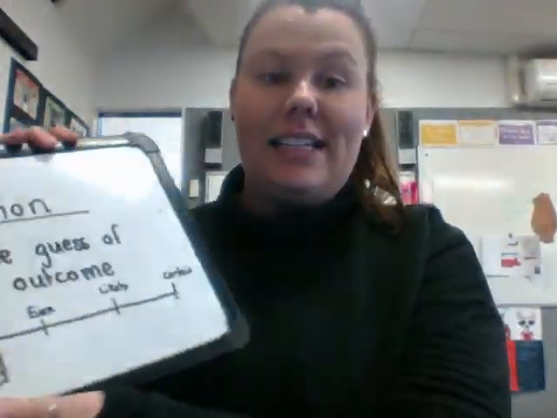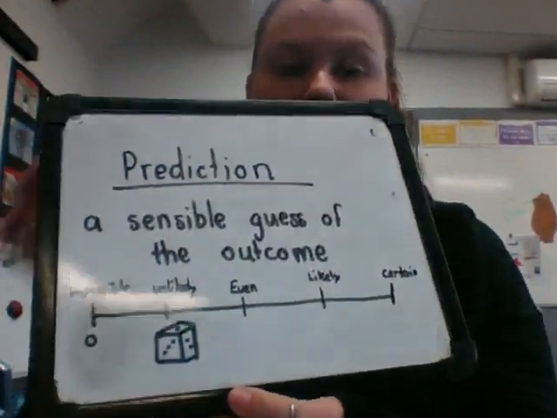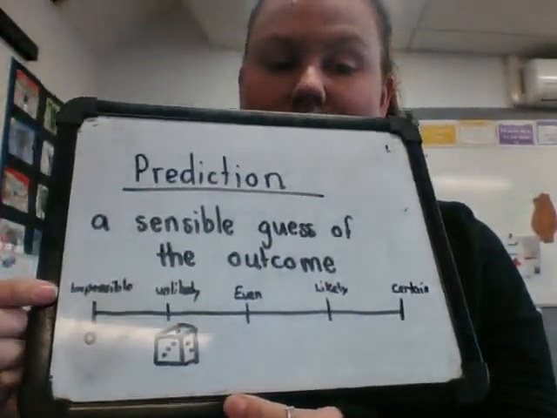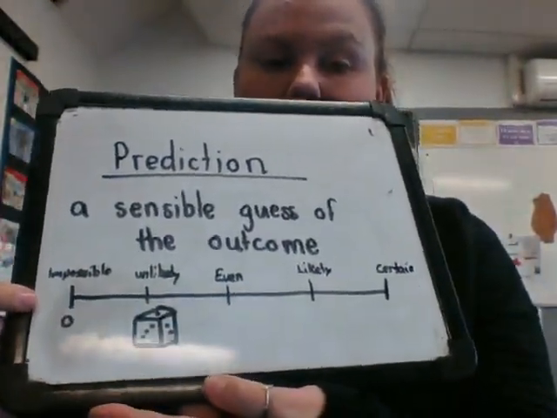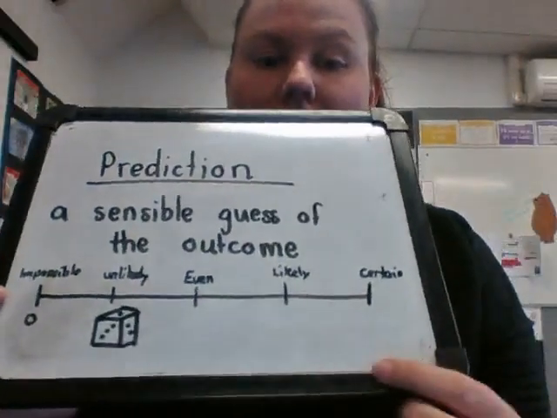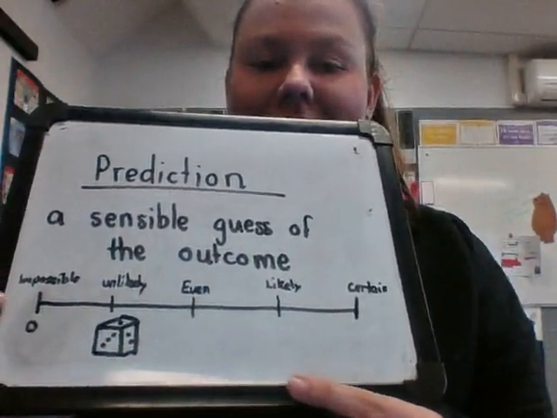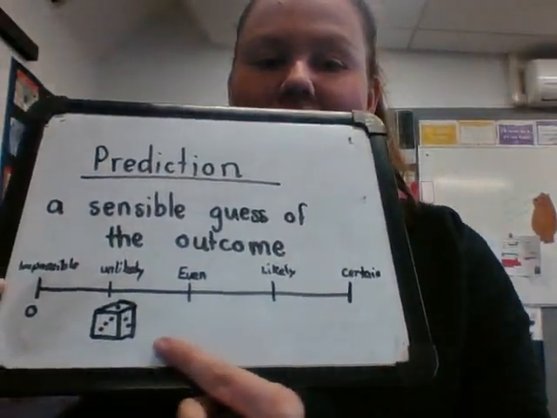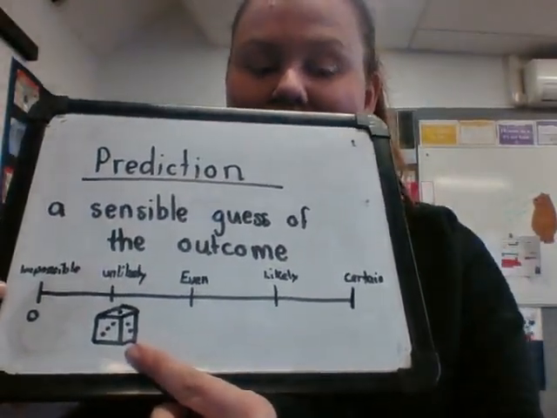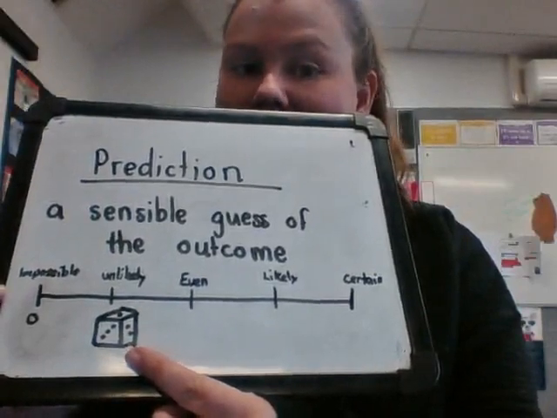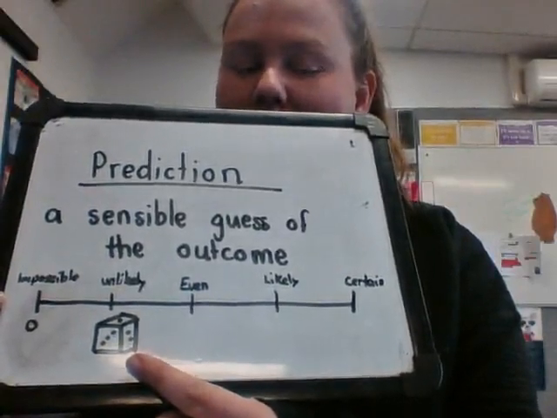We need to be aware of this, and because there's only a 1 out of 6 chance, we classify this as unlikely. So if we think back to our scale that we looked at on Monday, we've got impossible, we've got unlikely, we've got even, likely and certain. Over here, our 1 in 6 chance comes under unlikely. So keep that in mind for your experiment today.